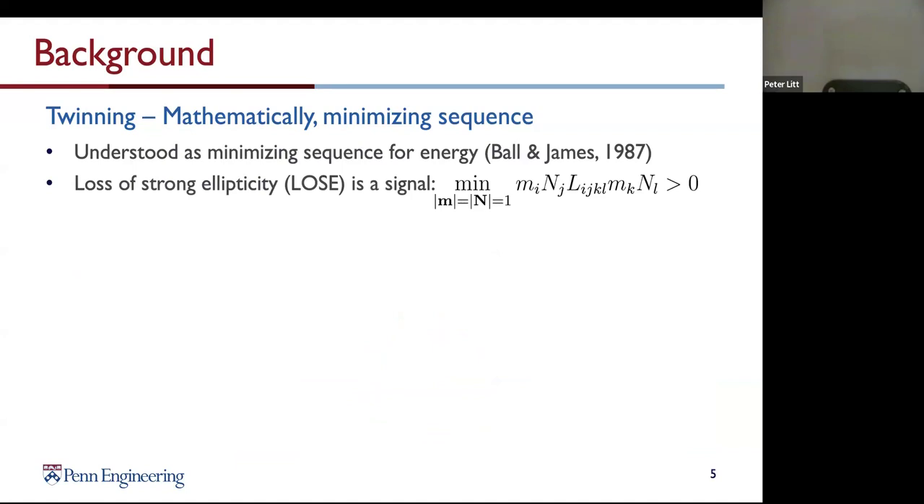Well, it turns out you can use this expression here, loss of strong ellipticity, to tell you when you can get something like this happening, which is just a condition on the tangent modulus of your material. And so if you ever fail to satisfy this condition, then you have the possibility for an instability, which could result in something like twinning.